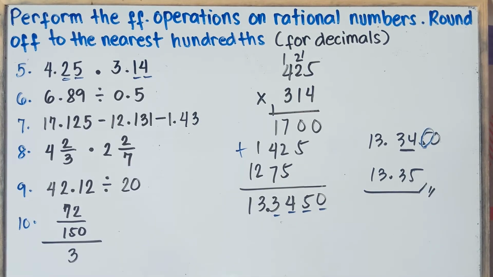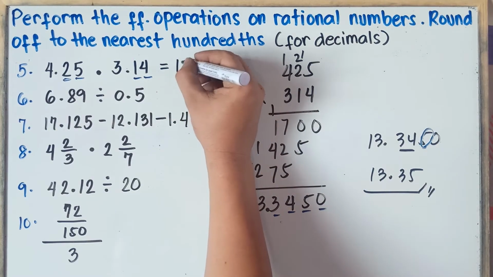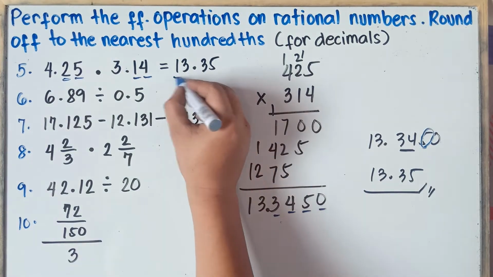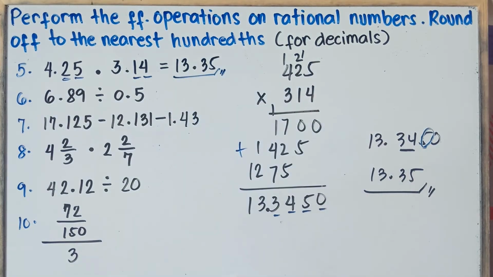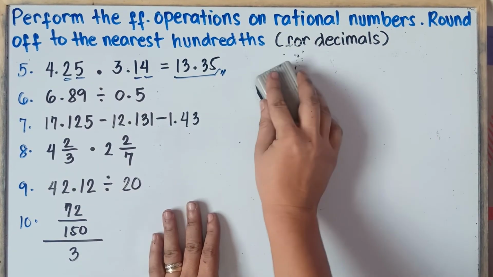Alright, so that would be our answer for example number 5: 13.35. Alright, so all set, class, for example number 5. Alright, so let's proceed now to example number 6, dividing decimals.